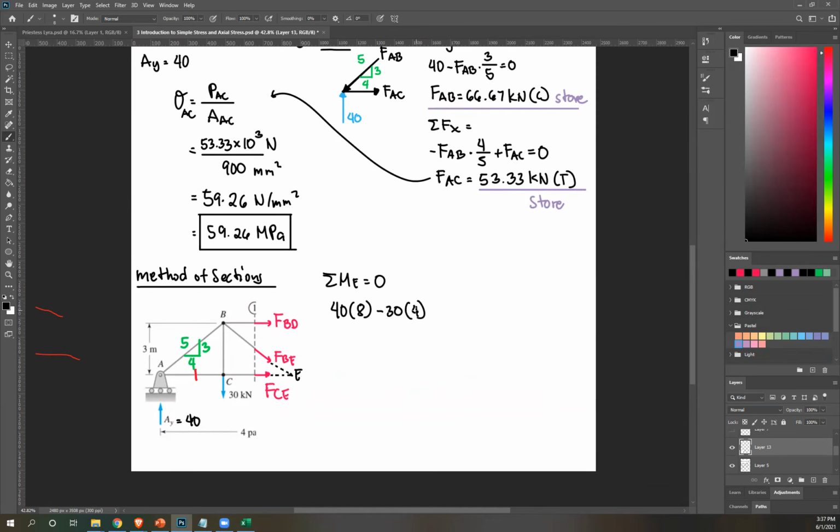What else? BE and CE pass through E, so I can just ignore both of those forces. So we're left with BD. Rotate BD about E. That's clockwise, so positive FBD. Perpendicular distance is this, that's equal to 3. So FBD times 3. No more forces, equate that to 0. Please solve what's FBD.